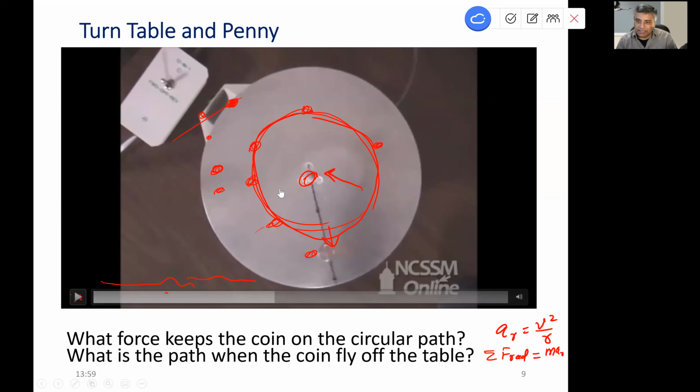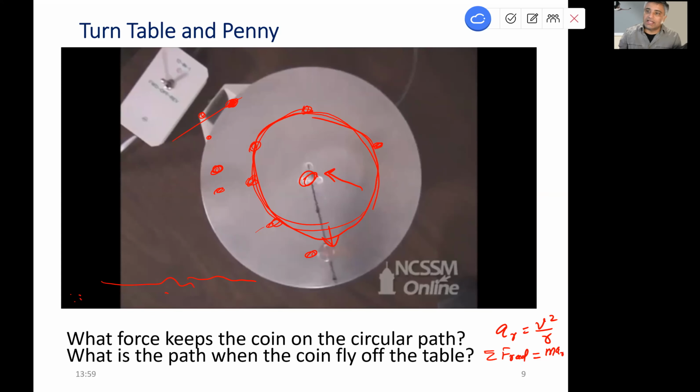Can you guys type that in the chat? Now I have a different window, a different screen for the chat, so now I can see what you guys are doing. So I see friction, static friction, centripetal, normal, and kind of repeating them. Good to see that. So now let's look at the possibilities here.